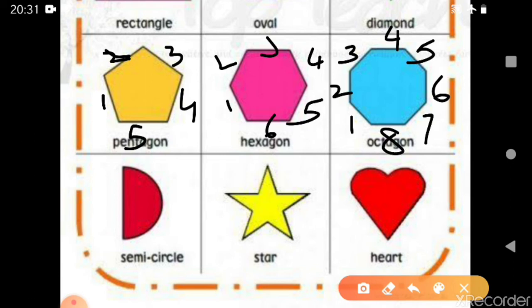Then semicircle. If you cut a circle in 2 equal halves, each half is a semicircle. Like in fractions, we have read about 2 halves. So if you cut a circle in 2 equal halves, each side is a semicircle. Then star. The star shape is also a plane shape.